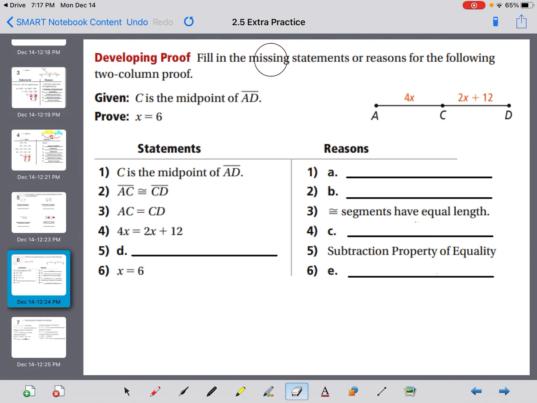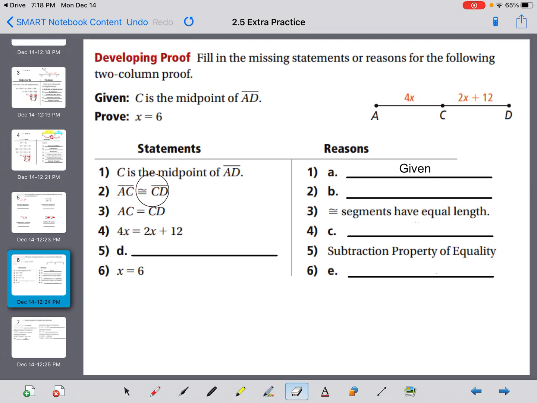Okay. Fill in the missing statements or reasons for the following 2-column proof. So the given is that C is the midpoint of AD. So we're going to prove that x equals 6. So again, we have segment AC, segment CD, and segment AD, the entire line. C is the midpoint of AD. Well, if we look back at our information, that was our given statement. C is the midpoint of AD was our given.